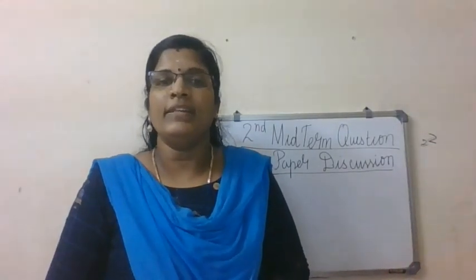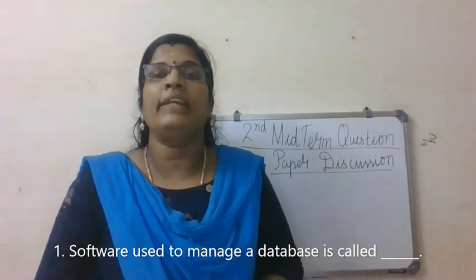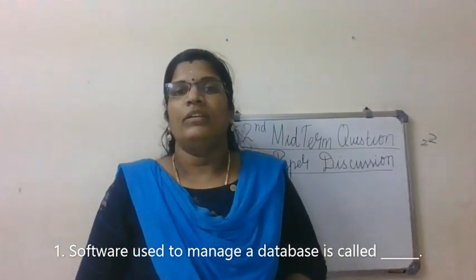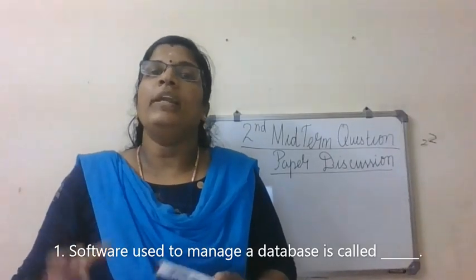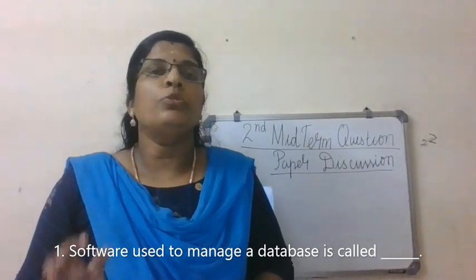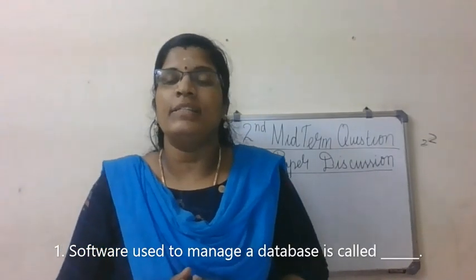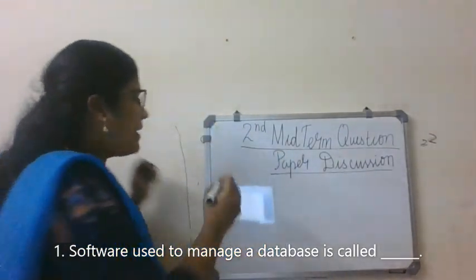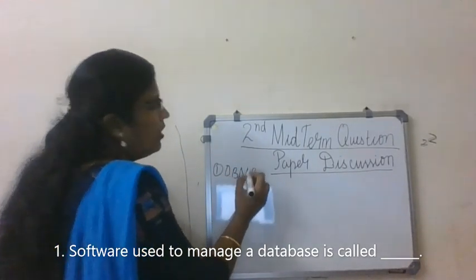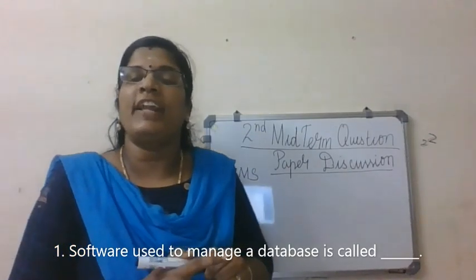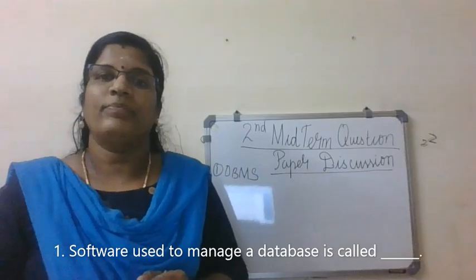The first one: software used to manage a database is called dash. The software which is used to manage a database is called database management system. You can write DBMS or the full form, database management system. If you have written either one, I have given marks.